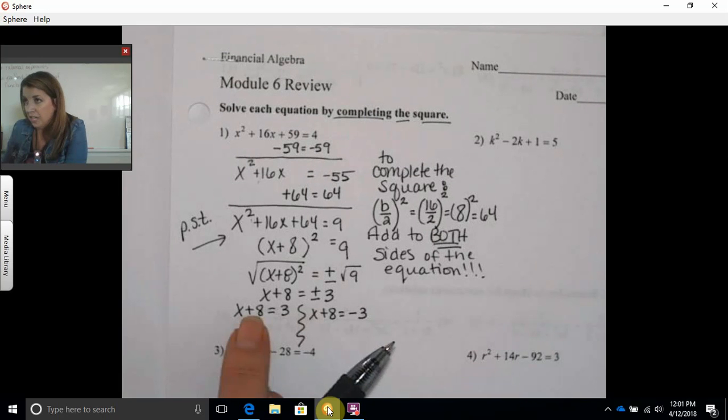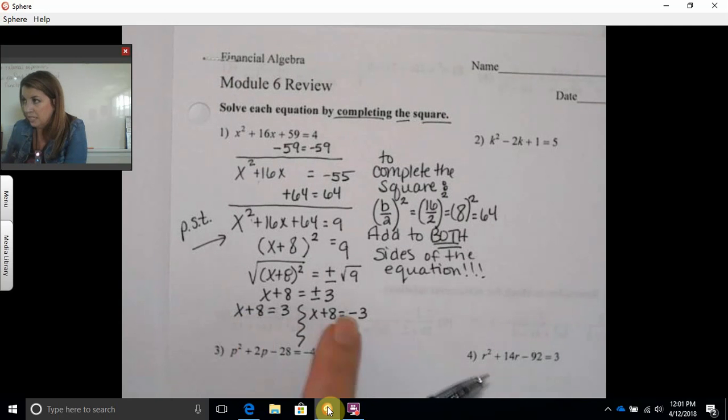Don't change the sign of the plus 8, okay? That's not what the plus or minus goes with. The plus or minus is with the 3. And then you just solve them individually.